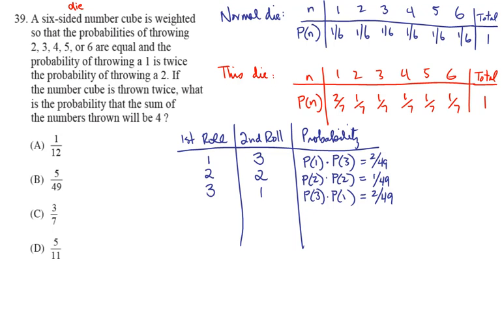And now we're going to have to add those together and use the addition rule of probabilities, which would say what's the probability of getting a 1 and a 3, or getting a 2 and a 2, or getting a 3 and a 1. And that would be 5/49. And so our answer is B.